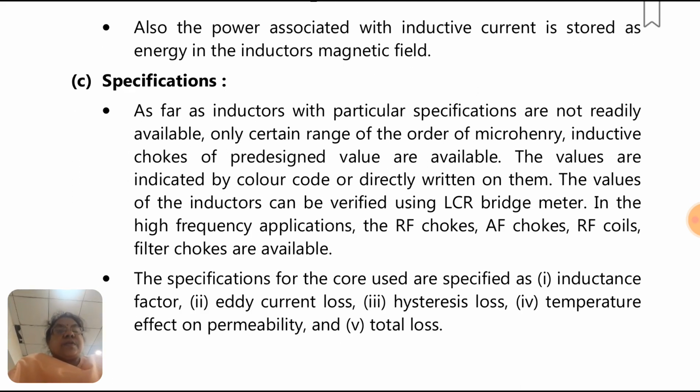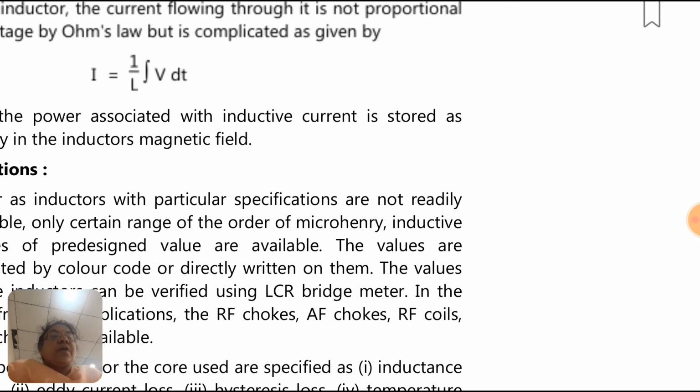Now, what are the different specifications of an inductor? As far as inductors are concerned, inductive chokes in the range of the order of microhenry are pre-designed. The value is indicated by color code. The value of inductors can be verified using an LCR bridge meter. In high frequency applications, RF chokes, AF chokes, RF coils and filter chokes are available. The specifications for the core used are the inductance factor, eddy current loss, hysteresis, temperature effect and total loss.